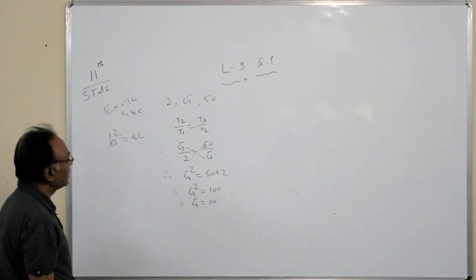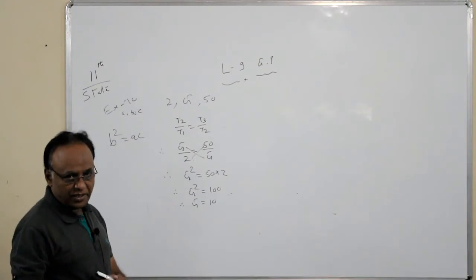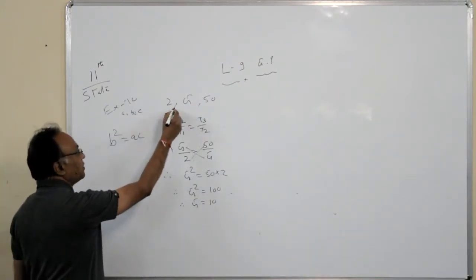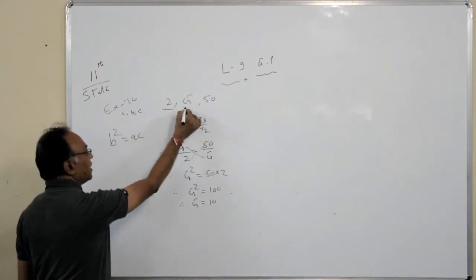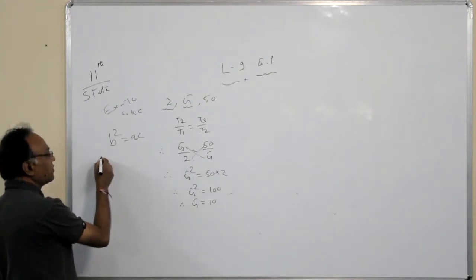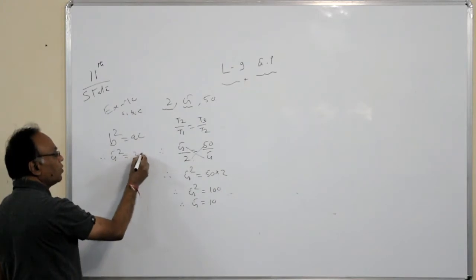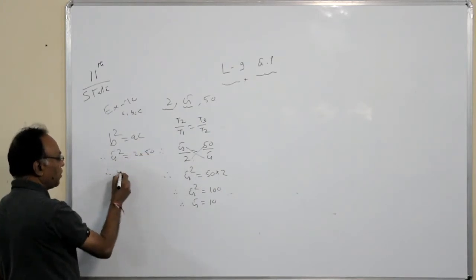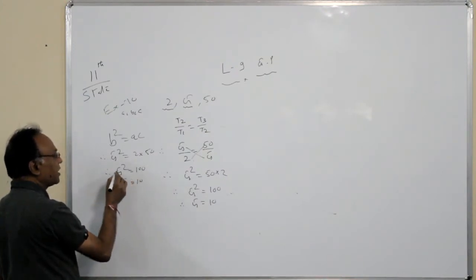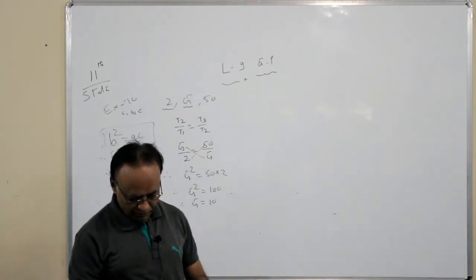Same example I repeat by the second method. You have to remember, if it is a GP series, then B square is equal to AC. What is the first term? A is 2, the second term B is equal to G and C is equal to 50. Apply this: G square is equal to 2 into 50. Therefore, G square is equal to 100. Therefore, G is equal to 10. So B square is equal to AC.